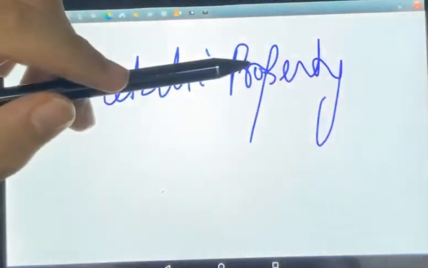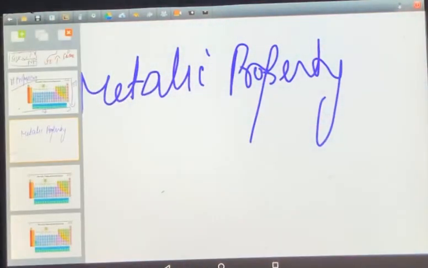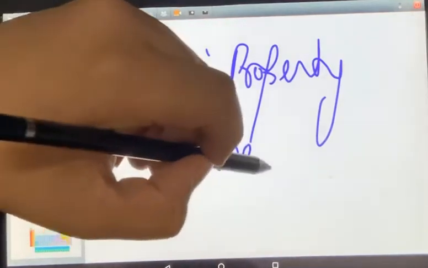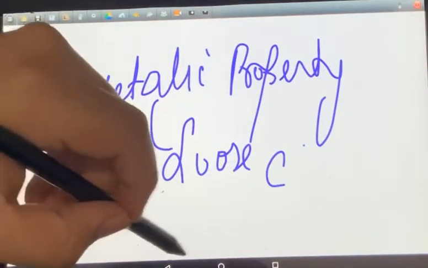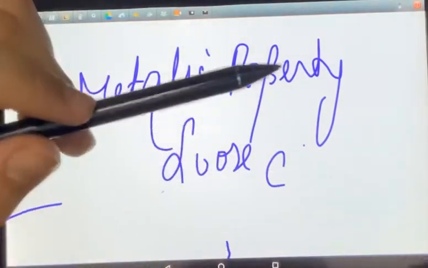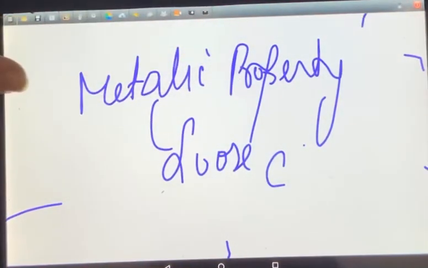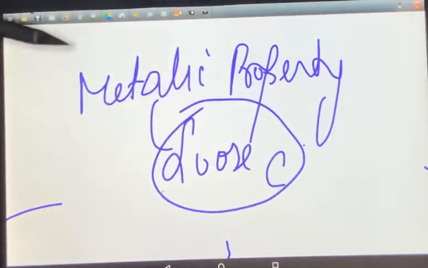Okay. So if we are talking about the metallic property, what is metallic property? Metallic property basically is the tendency to lose electrons. Metals have the tendency to lose electrons and hence are electropositive in nature. So hence metallic property is also the tendency to lose electrons and become electropositive in nature. Okay, that's what it is. Now how will electron losing be easy?